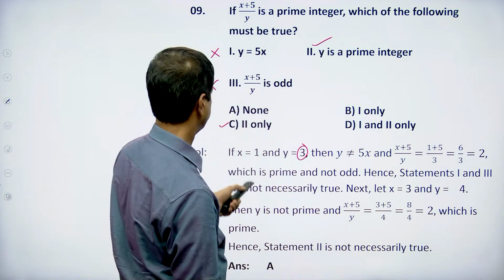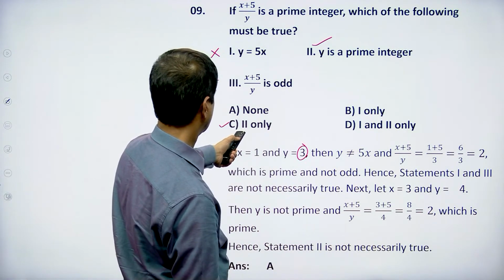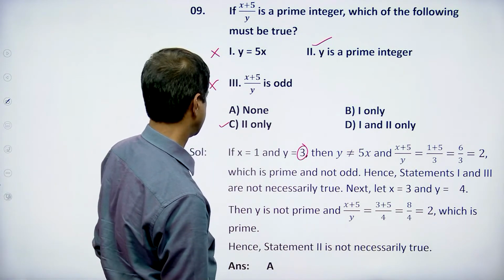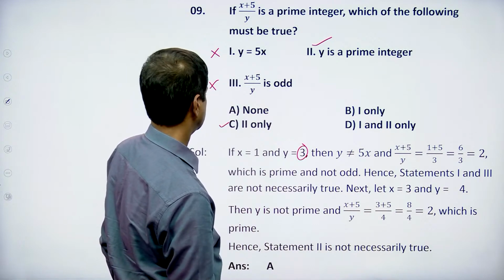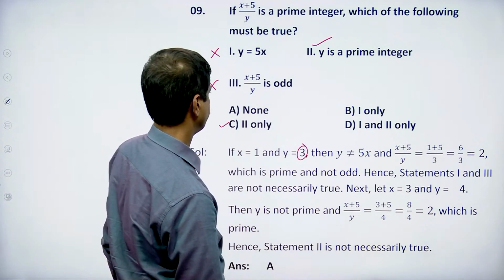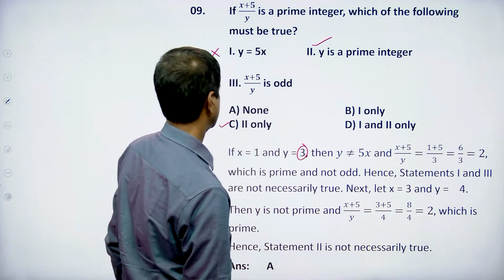How is it none? We have option 2. Y is a prime number, it is there. Acha, so y is a prime, 2.